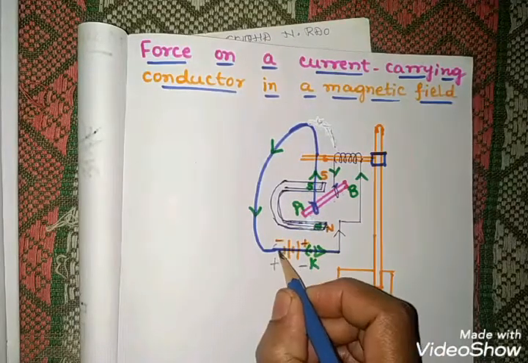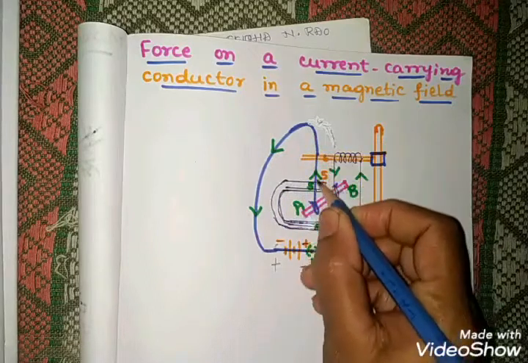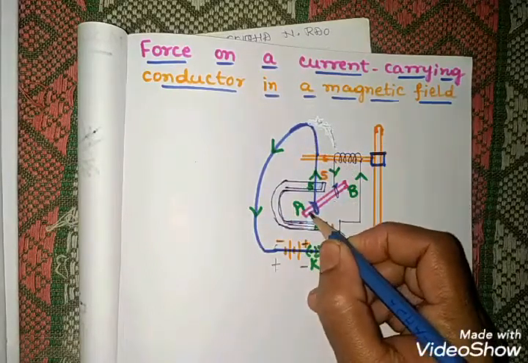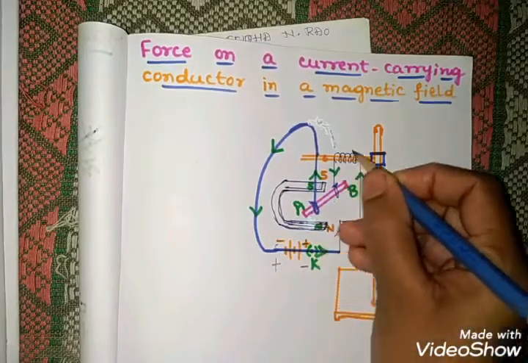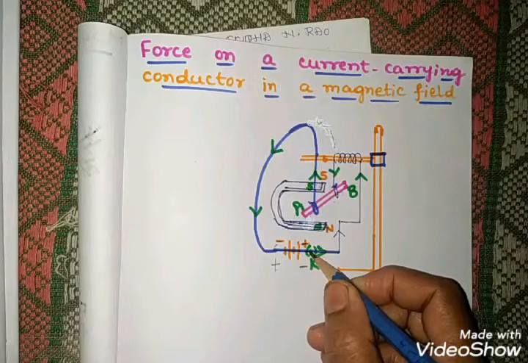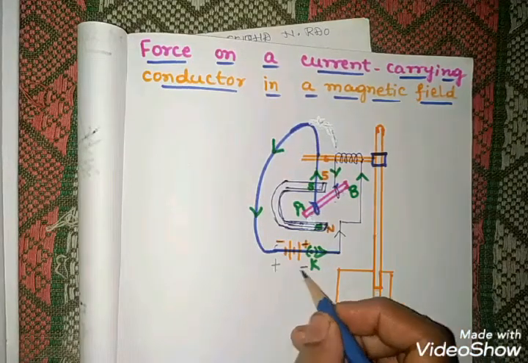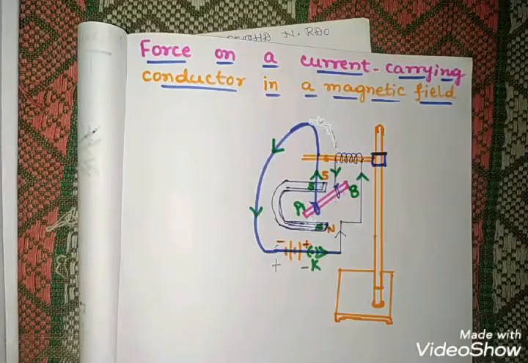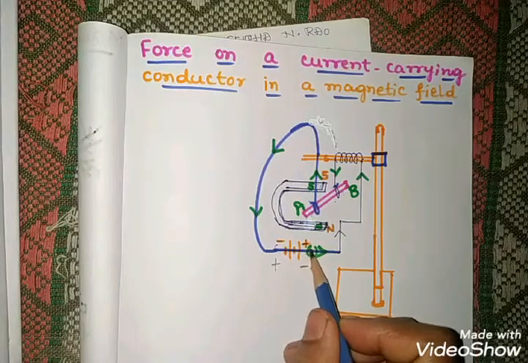Now what happens, children? The current will start flowing from positive to negative. That means that the current is flowing from point A to B, so A to B and then to the negative side. So what happened here now? The current has changed its direction. How can we change the direction of current? By interchanging the terminals of the battery.